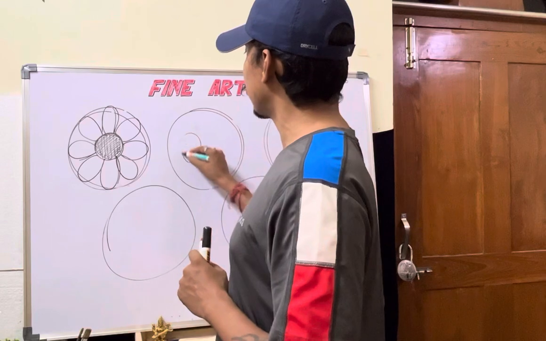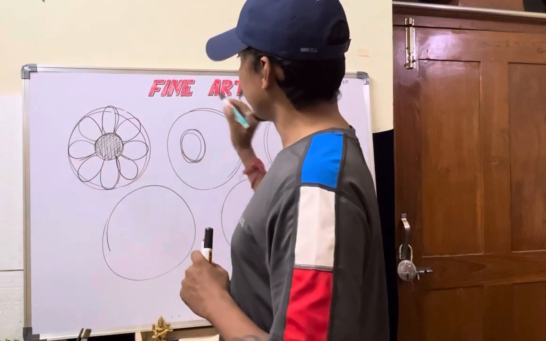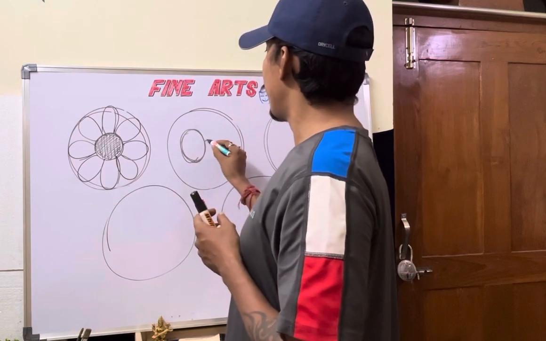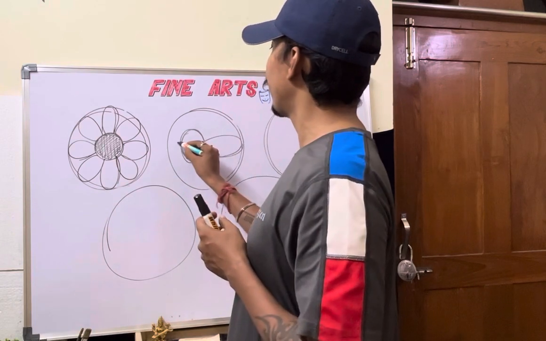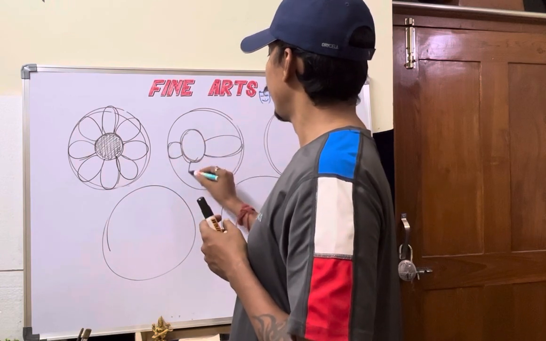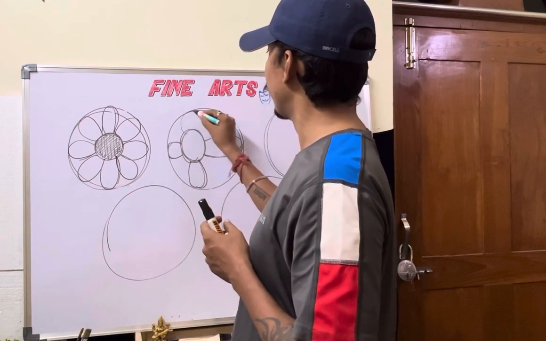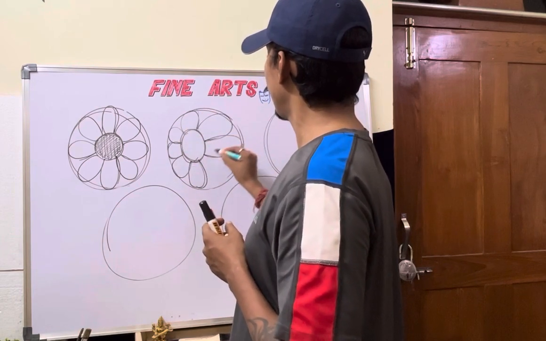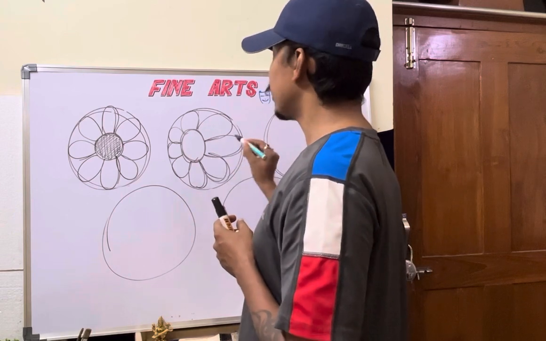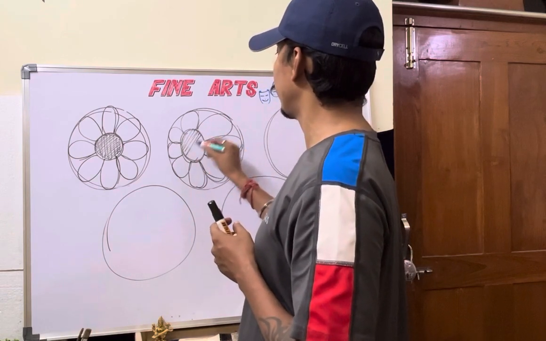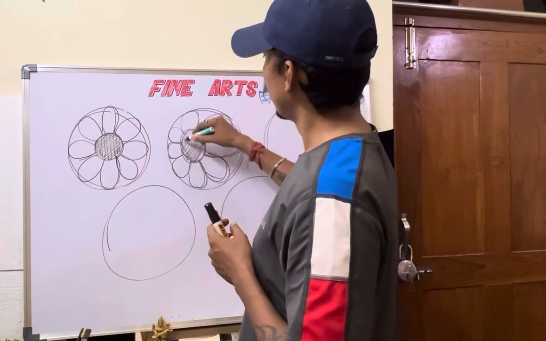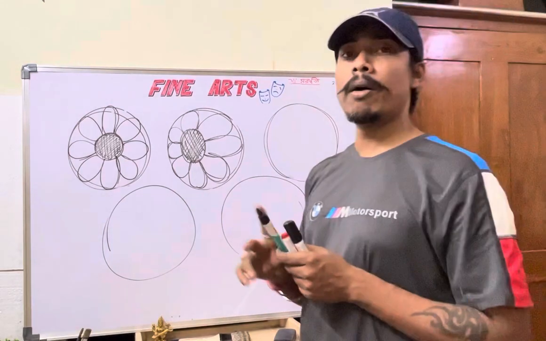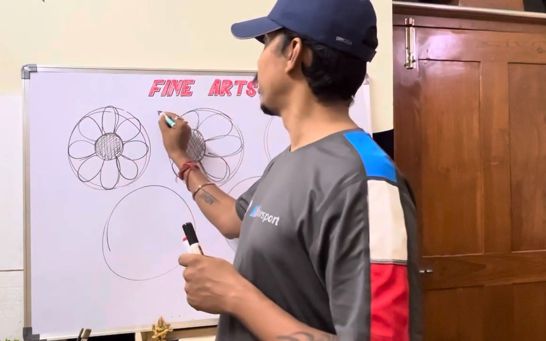So like if I make the center circle here, and look, my first petal will be bigger and this one will be smaller. This one will look like this and this one will look like this. Then another one here, then another one here, like this and like this. So you guys can see that the position, the face of the flower automatically changes to this direction.